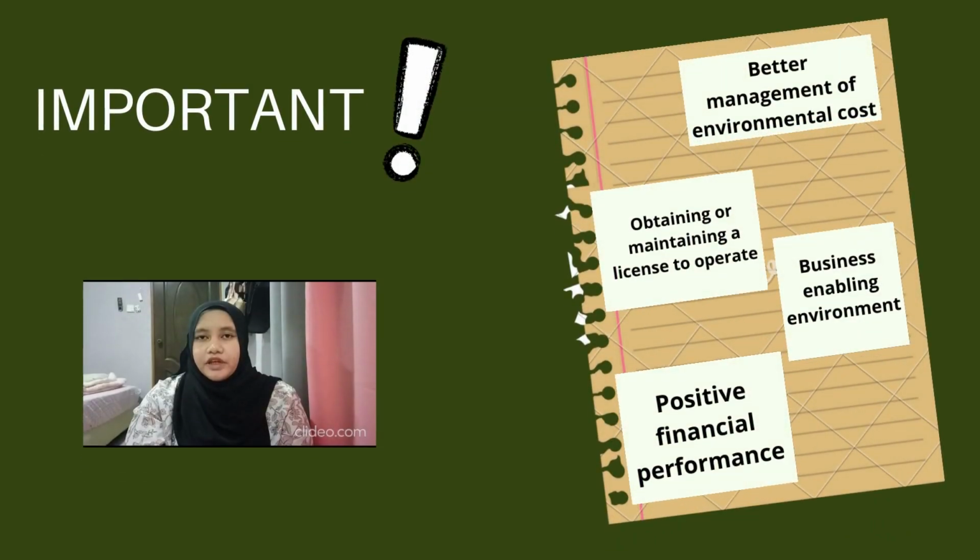For the importance of the economic impact, first is obtaining or maintaining a license to operate. This is because results from the companies show shareholders that the company activity benefits the economy in which they operate. Secondly is better management of environmental costs. Companies can improve the management of environmental costs by identifying and analyzing the relevant costs that need to be incurred.